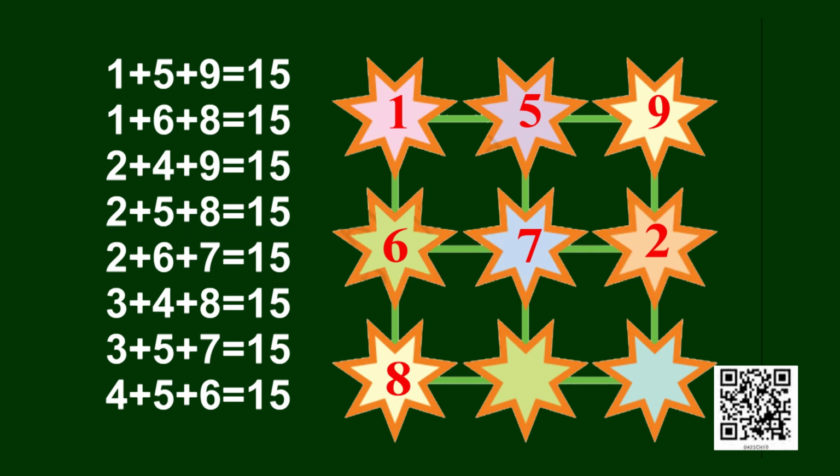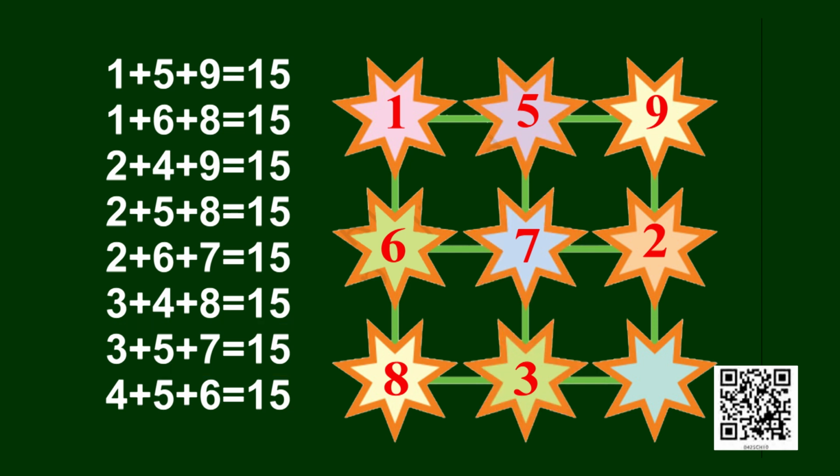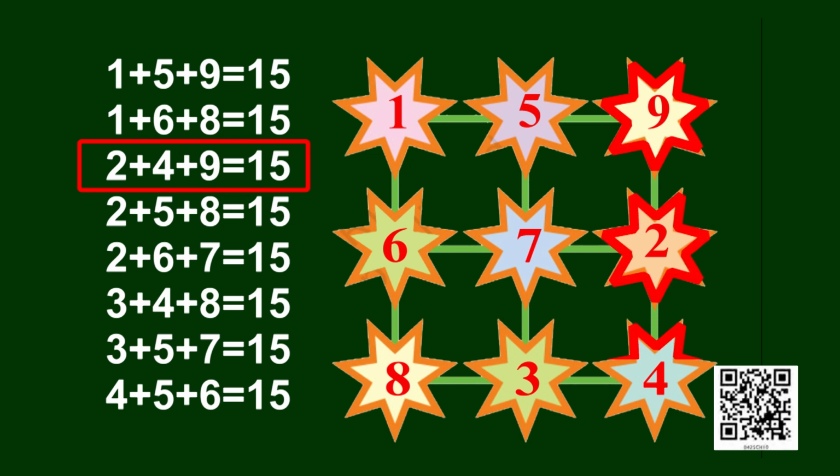Now, see the second column which is 5, 7. What we should fill in the third star so that we will get 15? Yes, 5 plus 7 is already 12. So, if we add 3 more, we will get 15. So, we will put 3 in that star. Now, observe the third column which is 9 plus 2. Already we have 9 plus 2 equal to 11. So, we need to add only 4 more to get 15. So, we will get 9 plus 2 plus 4 as 15.